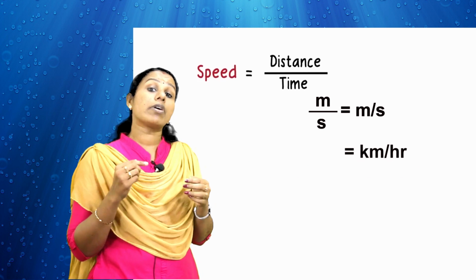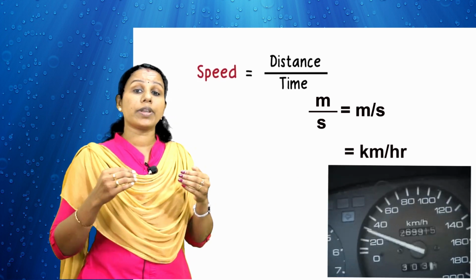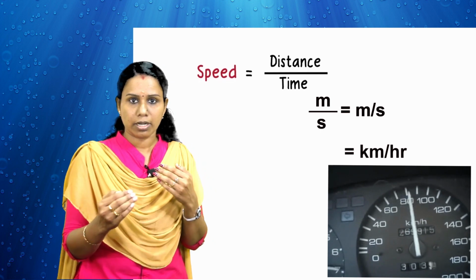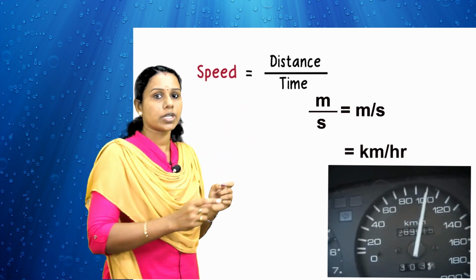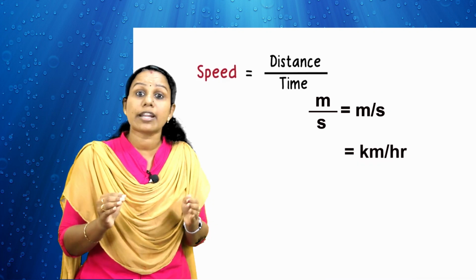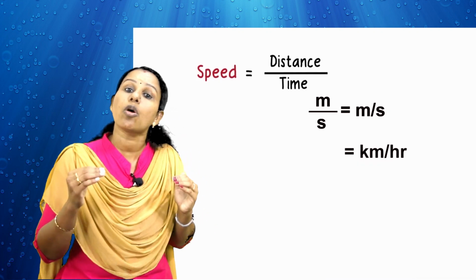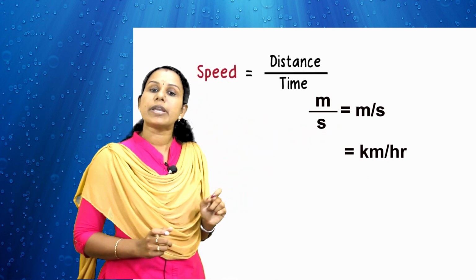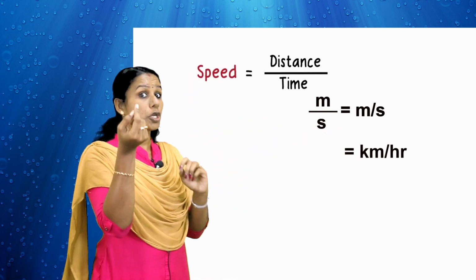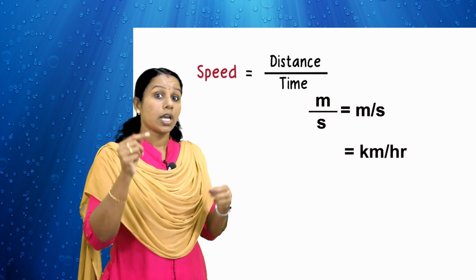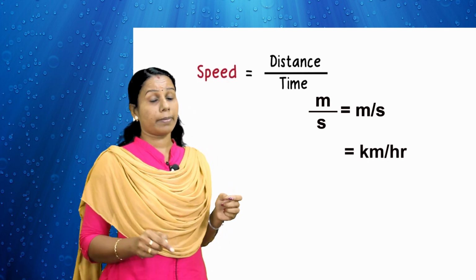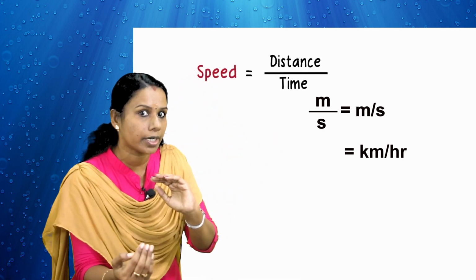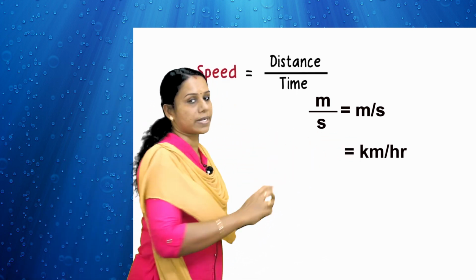Normally, you know, in our vehicles, when we are moving in a bus or car, the speed is given in kilometer per hour. This meter per second is the SI unit, and in normal use, generally we use kilometer per hour also. Next, how can we convert kilometer per hour into meter per second? When you are solving numericals, the question may be in kilometer per hour, but every calculation we have to do in SI unit. So how can we convert this kilometer per hour into meter per second?